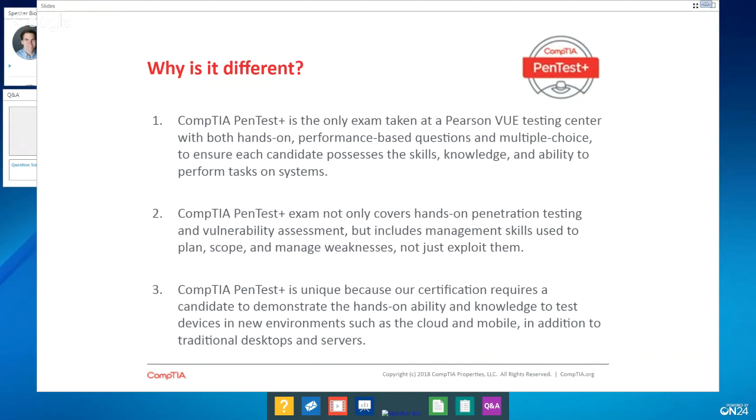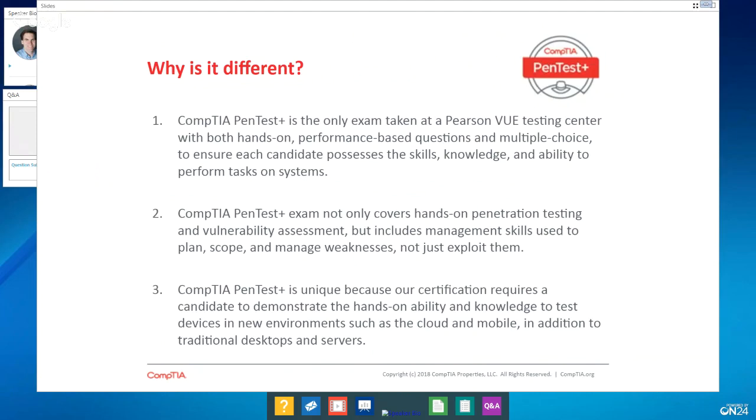And so how is ours different? Well, PenTest Plus is the only exam taken at a Pearson VUE testing center that focuses on penetration testing skills. It has both hands-on performance-based questions and multiple choice questions. And what that does is ensure the candidate possesses the skills, knowledge, and ability to perform tasks on systems.